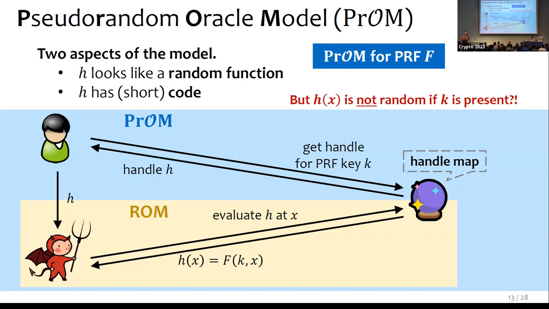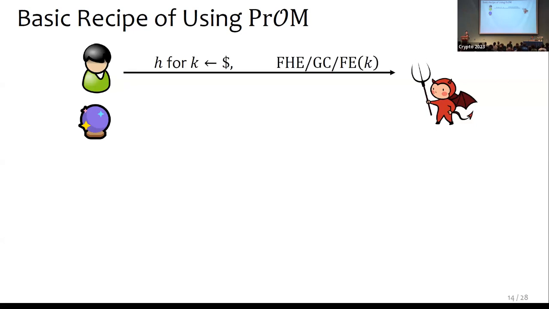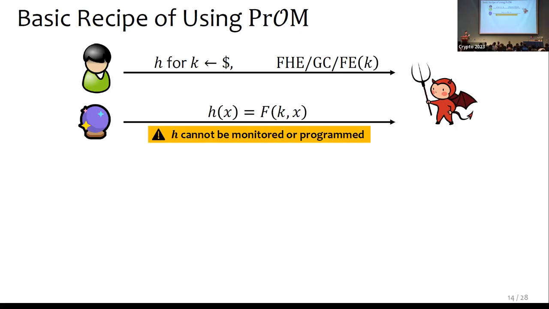So I think this can be best explained by the following basic recipe of using PROM. So in a scheme using PROM, the user will create a PRF key and its handle, and then will encrypt the PRF key under some primitive such as homomorphic encryption, garbled circuits, or functional encryption, which allows some form of computation over the key. Then with this information, the adversary can use the primitive to perform computation and use the handle to request the evaluation from the oracle. Now at this stage, we cannot monitor or program the oracle because the adversary knows the key, at least information theoretically. But we don't really expect the adversary to do arbitrary things to the key. That's why we protect it.